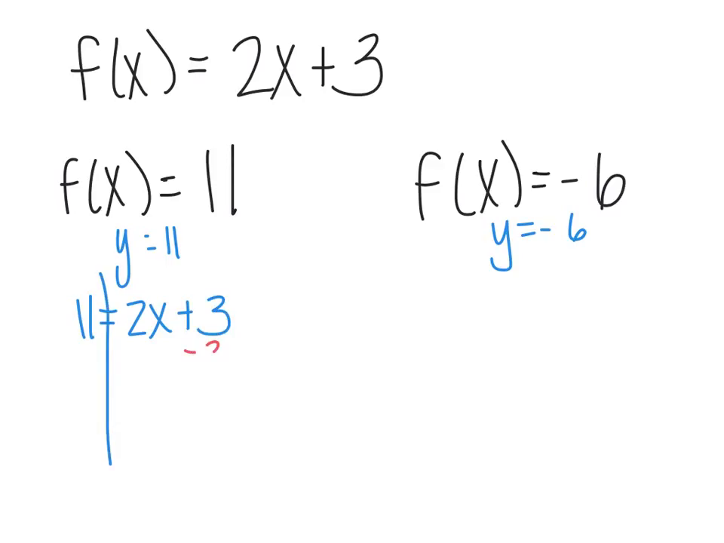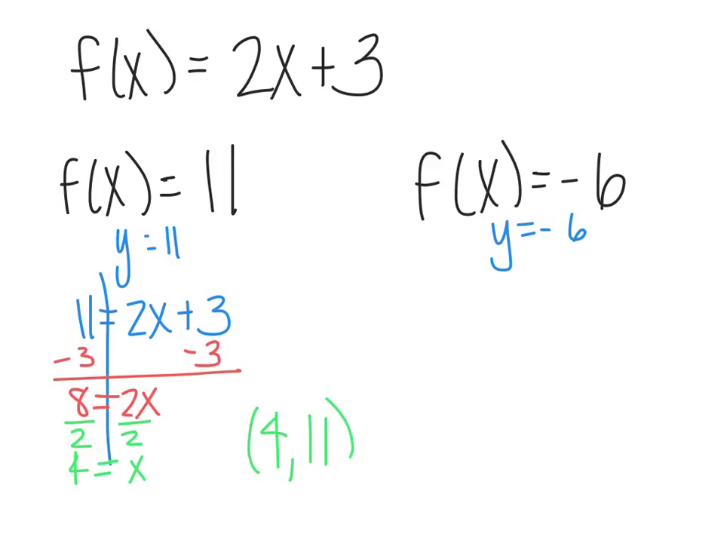So I'm going to minus 3 from both sides. 11 minus 3 is 8 equals 2x. To get x by itself, I'm going to divide both sides by 2, and I end up with x equals 4. So in an ordered pair, this would be the ordered pair for 11.